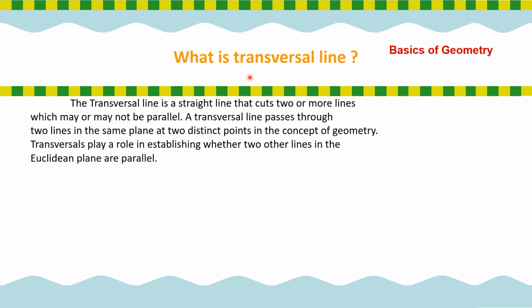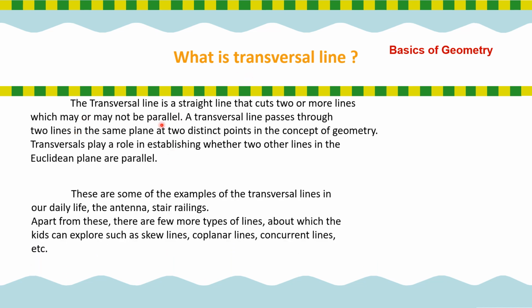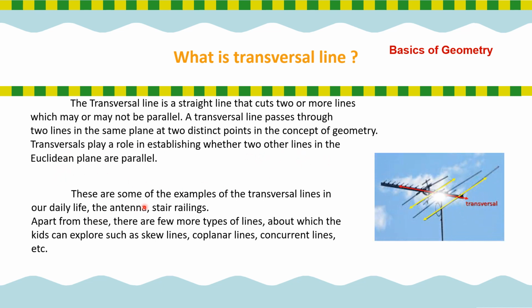What is a transversal? The transversal line is a straight line that cuts through two or more lines which may or may not be parallel. A transversal line passes through two lines in the same plane at two distinct points in the concept of geometry. Transversals play a role in establishing whether two other lines in the Euclidean plane are parallel.